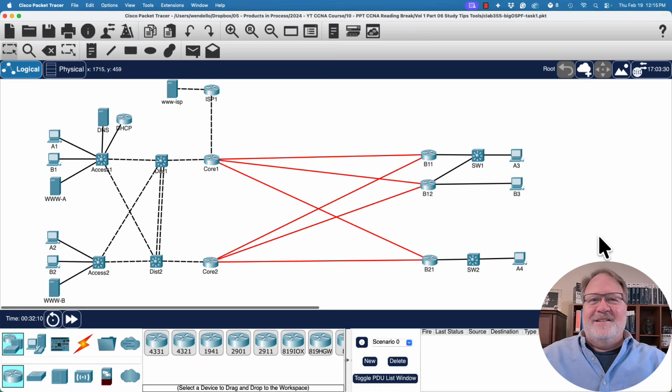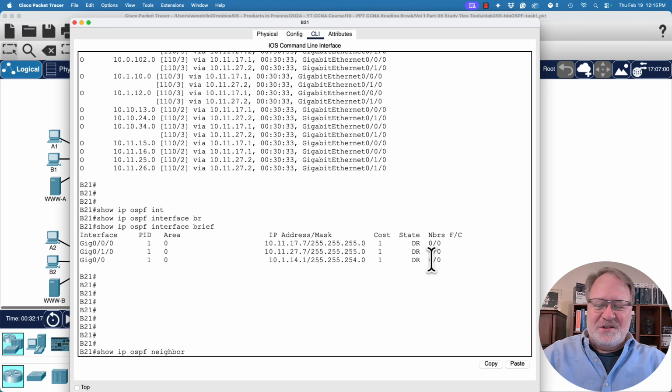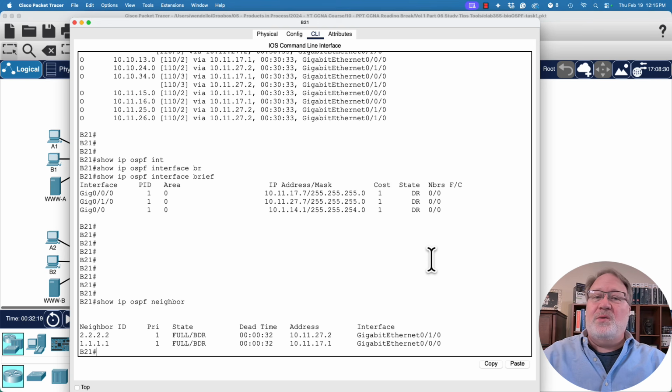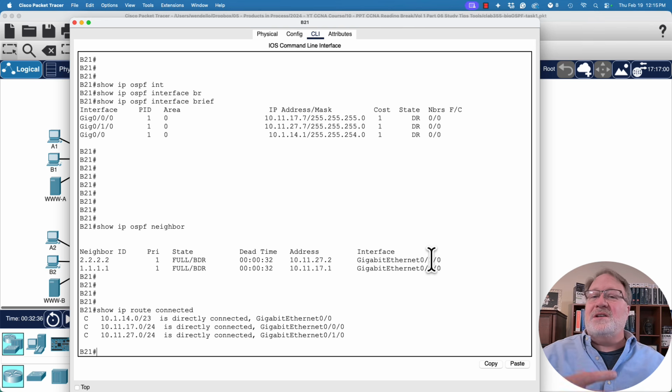All right. Yes, we're still on task 1. Let's take a look at B21 for just a moment. Of course, I've done a few commands ahead of time. So looking at neighbors, B21 will have only the 2 routers on the other side of the WAN. Router core 1 and router core 2 with router IDs 1111 and 2222. We see we reached a full state. There you go. Now, as far as connected routes go, show IP route connected shows subnets for the 2 WAN links, and then the 1 LAN interface. 10.1.14.0/23 is the 1 LAN subnet.